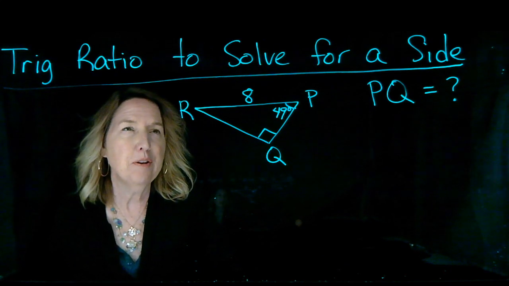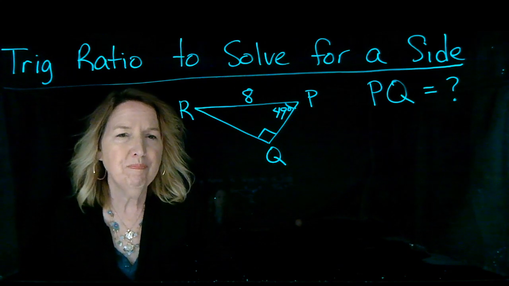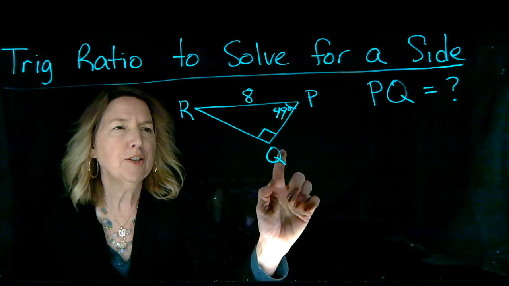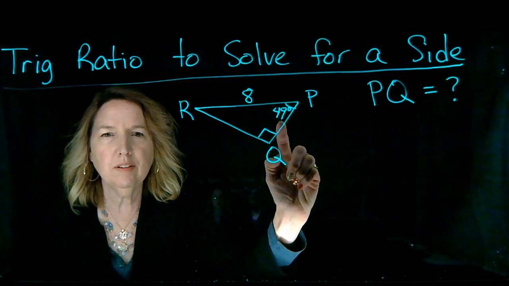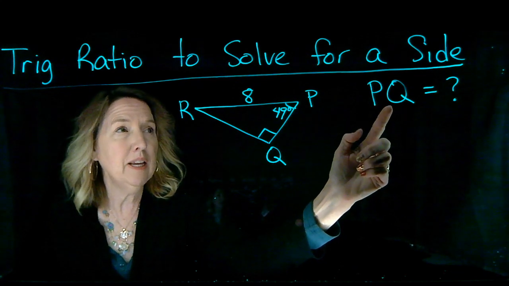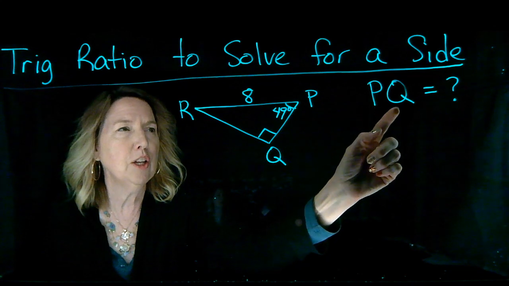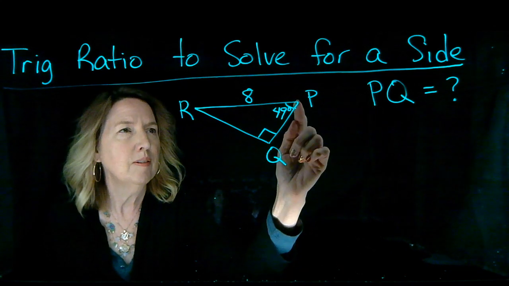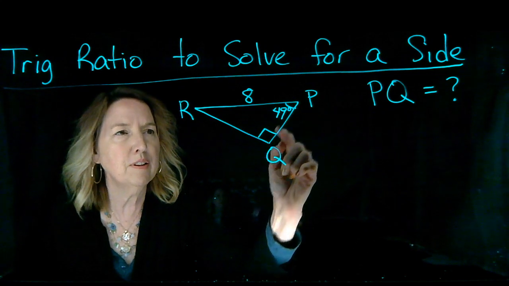All right, let's look at another example of solving using a trig ratio. Here I have a right triangle, and the angle of reference is 49 degrees. And the instructions just say capital PQ. What does that mean? It means what's the distance from P to Q. So I look at the picture, P to Q. Oh, okay, so they're asking for the length of this side.